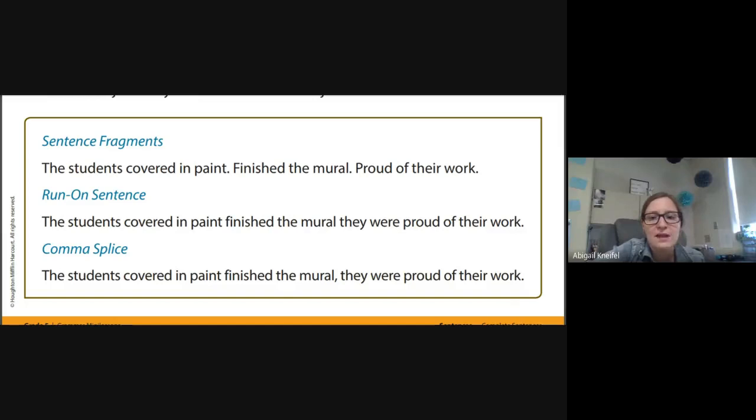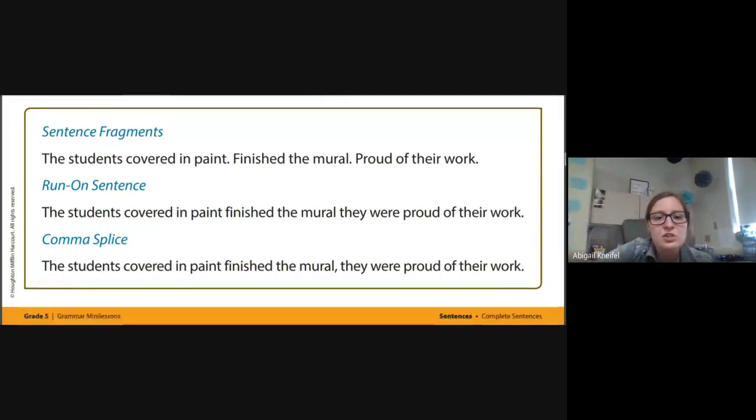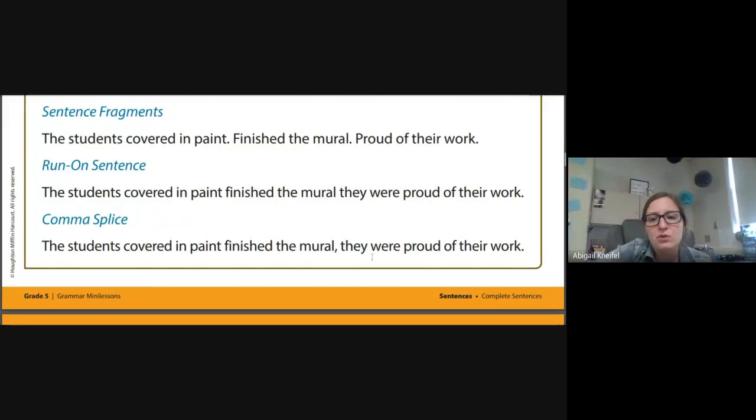The next one underneath is a run-on sentence. The students covered in paint finished the mural. They were proud of their work. That can be two sentences, or it needs a comma, or it needs a conjunction like and, but, or. And then a comma splice: the students covered in paint finished the mural, comma, they were proud of their work. Adding that comma went from a run-on to a comma splice.